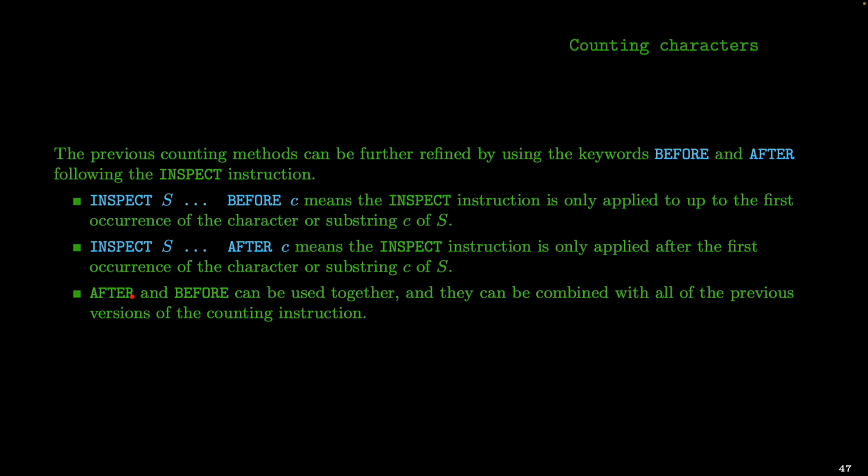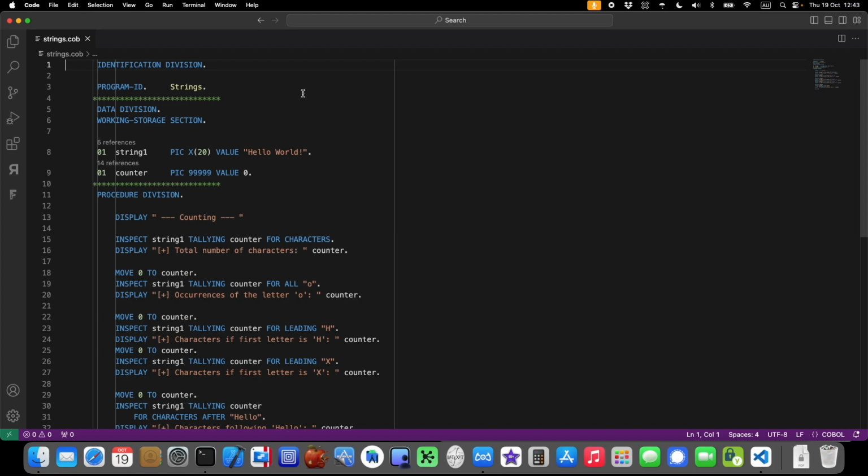You can combine these two commands, so with different characters or substrings for each, of course. And you can also combine them with all the previous versions of the counting instruction. Here I prepared a program to try out the string instructions. So first I define a string, which is just called string1, maximal 20 characters and initialized with hello world. And I define a counter variable, which I initialize with value 0.